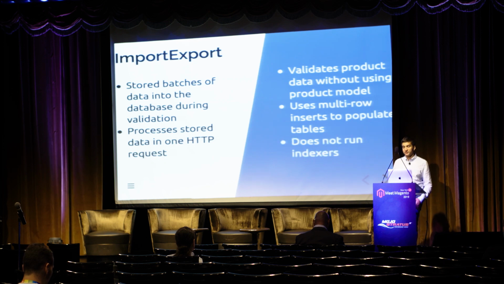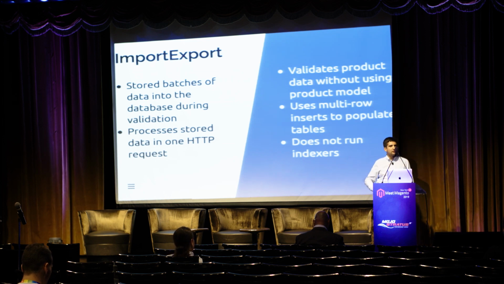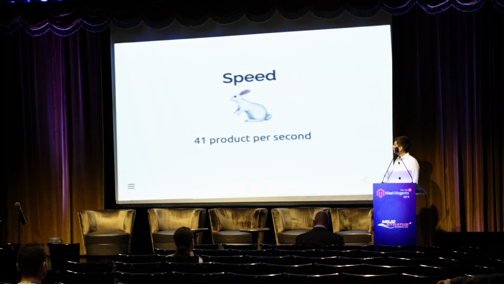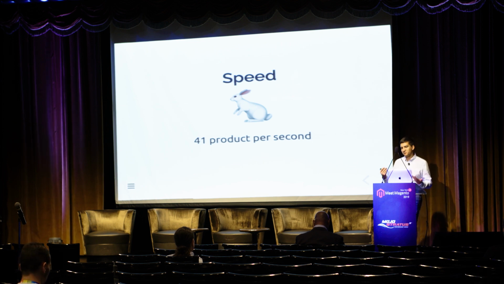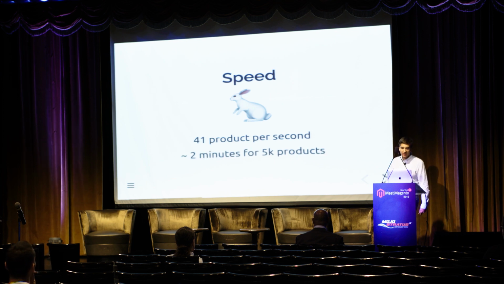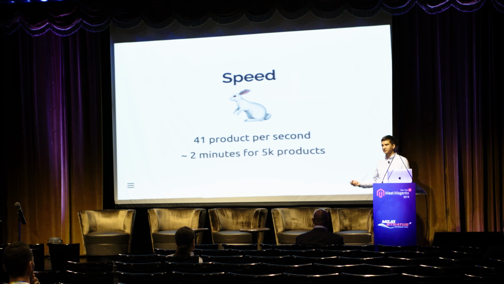And it also has a little bit of a drawback. It doesn't run indexation, so you had to execute indexes manually after importing products with this importer. I call it Lucky Bunny. From the point of view of performance, it's like 41 products per second. It's a huge achievement, like from 2-3 products per second. It's kind of like 10 times more products. Very nice improvement. It would take 2 minutes to import 5,000 products with this functionality.